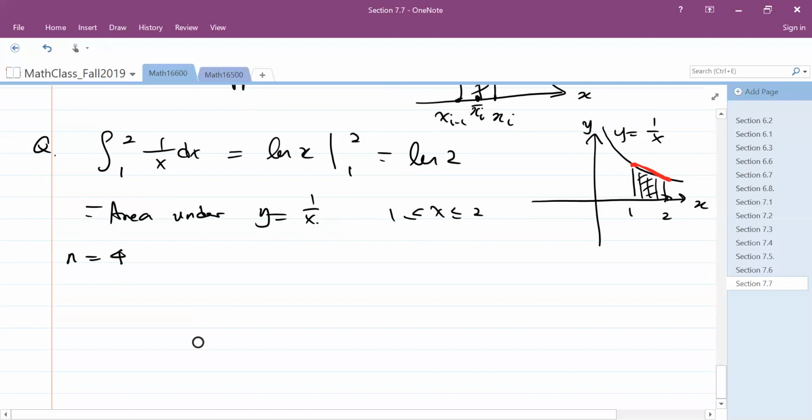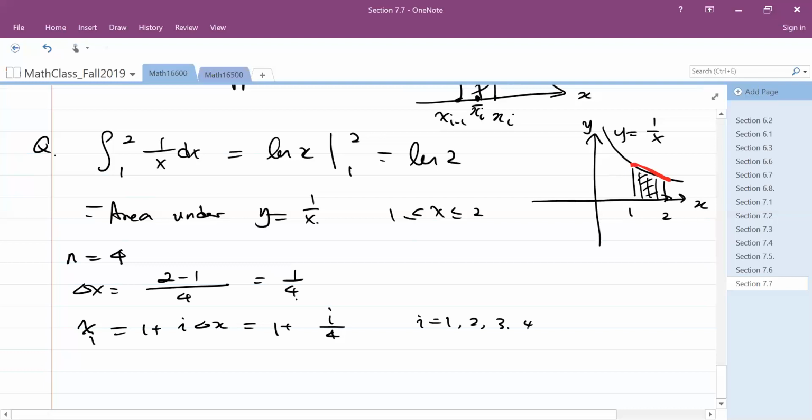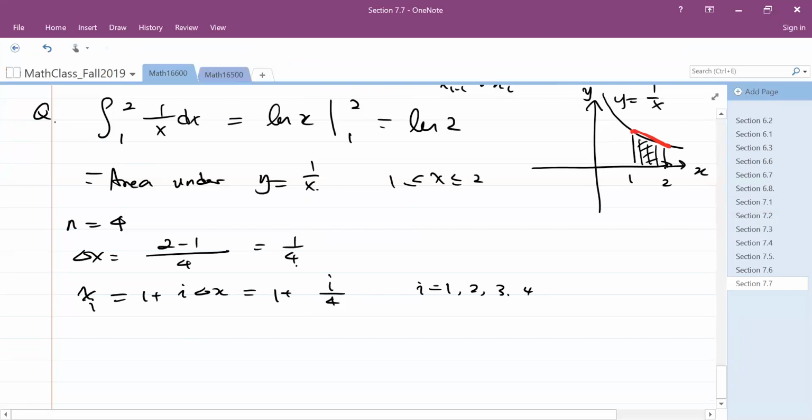Okay, so here delta x, you divide the whole interval by 4, that's a quarter. Then x_i is going to be 1 plus i delta x, which is 1 plus i over 4. So i stands for 1, 2, 3, 4. When it's 4, it's just 2. And then i starts at 0: 0 gives just 1, then 1, 2.